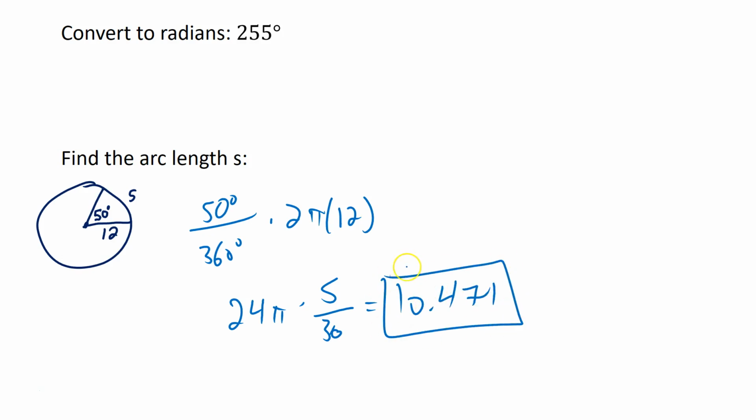Now let's see if that kind of makes sense. This is short of 1 radian, right? Because 57 degrees would be 1 radian. 1 radian would be exactly 12, so it's a little short of 12. I buy that.